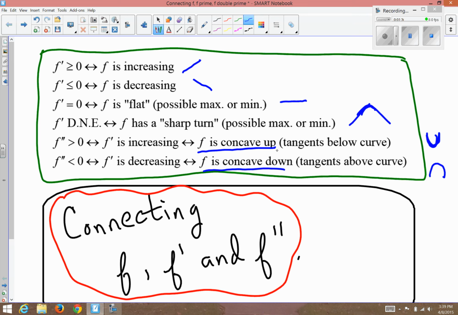The phrase concave up means any tangent line will be below the curve. These green tangent lines are below the blue curve. Concave down means any tangent line will be above the curve. This green tangent line is above the blue curve. Any tangent line is above the curve when it's concave down.